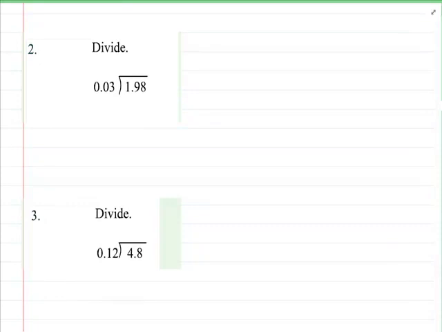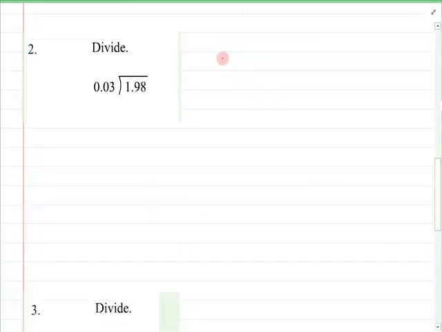This problem is not a whole number. I have 0.03 divided into 1.98. This decimal needs to move over here. If it moves over there, it has moved 2 places. I need to do the same thing on the dividend, and it looks like an arrowhead. They call it a caret, and take your decimal directly above that. Now I'm just going to ignore it. It's as if I'm dividing by 3.